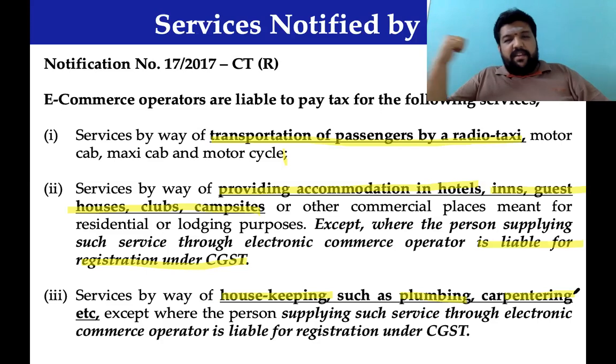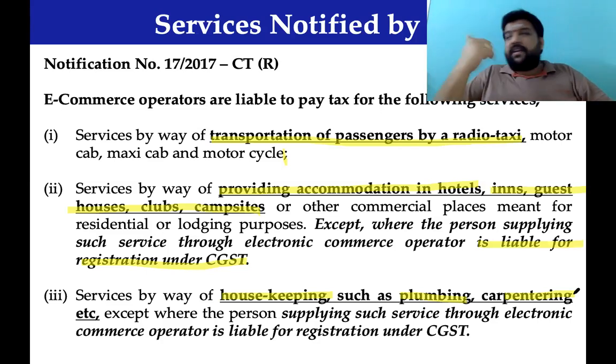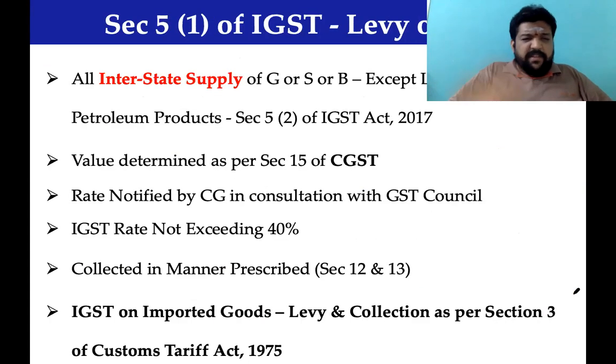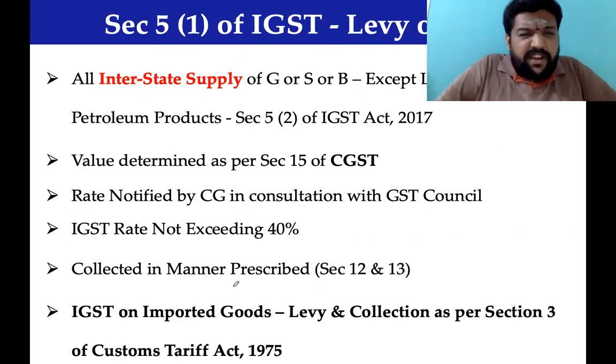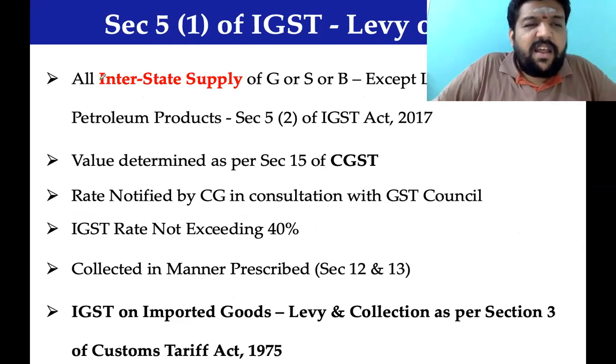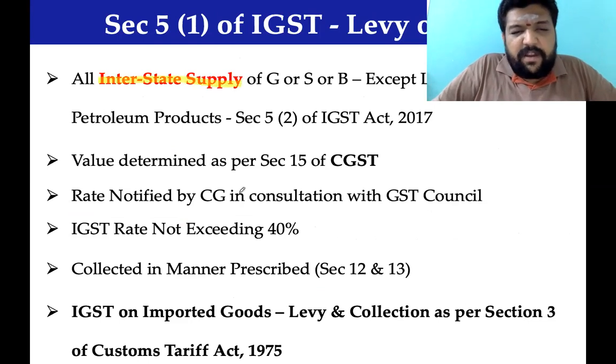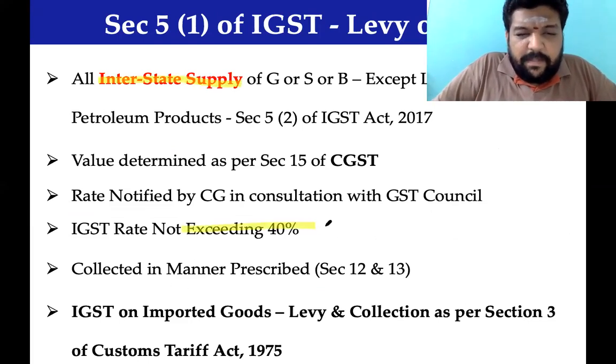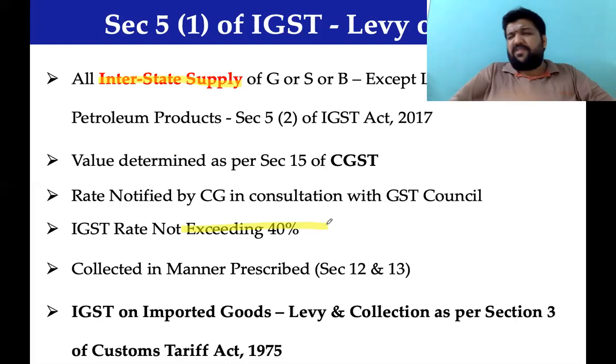In case the supplier who is going to supply through an e-commerce operator is an unregistered supplier of services, then the e-commerce operator pays the tax. Same is the case when it comes to interstate supply. No change in the wording. The only wording changes you would come across is section number 5(1) followed by interstate supply and 40%. Rest all will remain same.